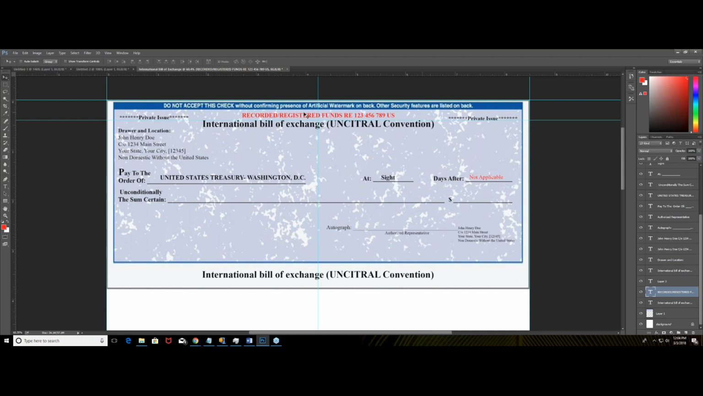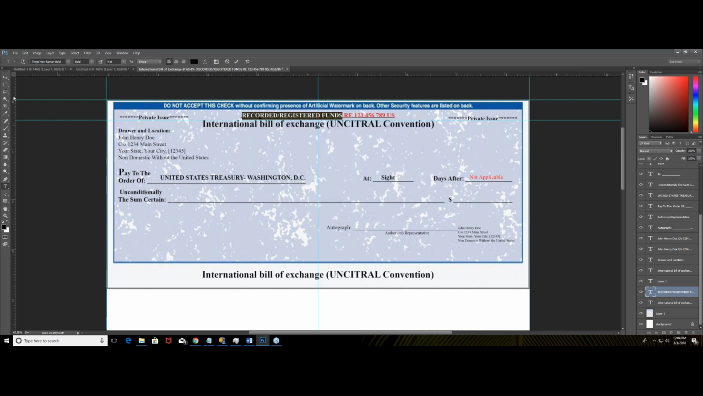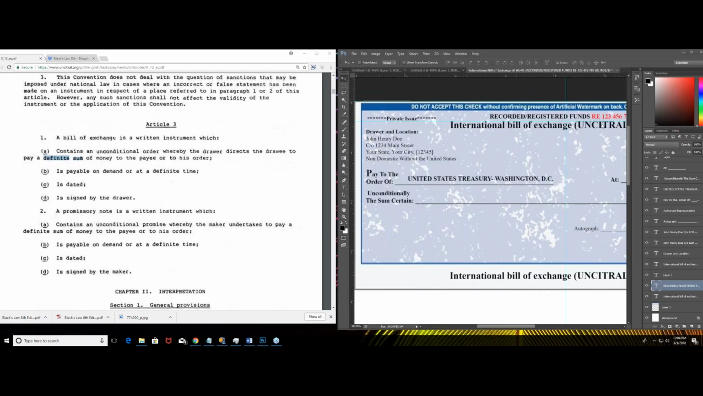Okay. So you have a recorded registered funds. And just for aesthetic purposes, sometimes what I do, because I like to get creative, is I'll have that part black and that part red. Just make it stand out a little bit. So now it's starting to come together. Starting to look real nice. Starting to look like a negotiable instrument. All right. So let's get back to our articles and finish reading the instructions on how to put this together.